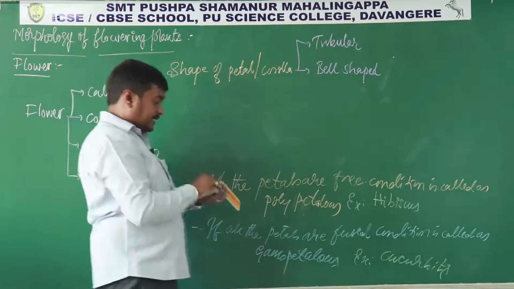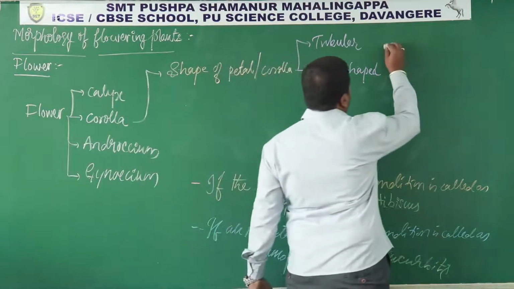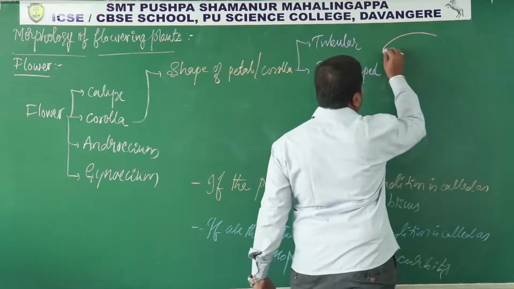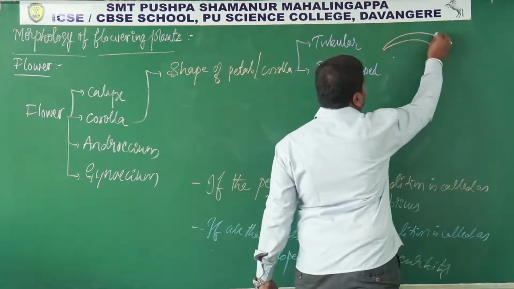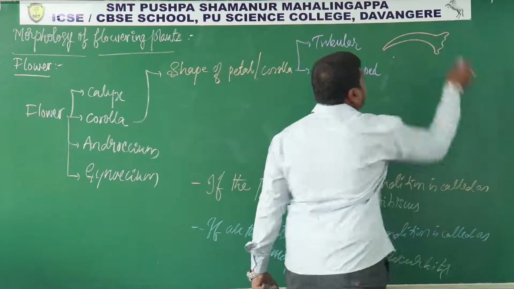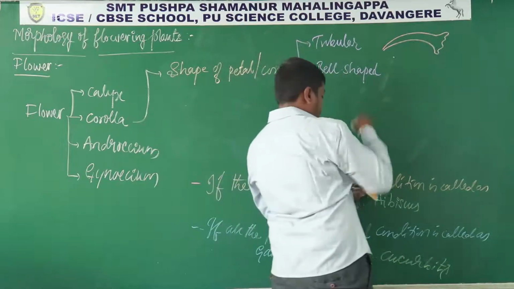So let me draw one diagram for this tubular. So tubular means if the flower is like this, okay, so this is tubular.